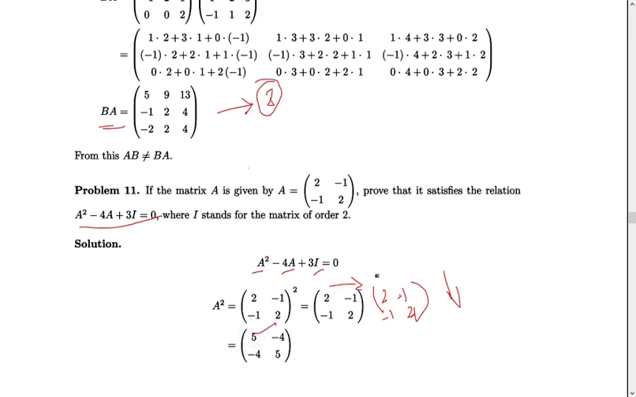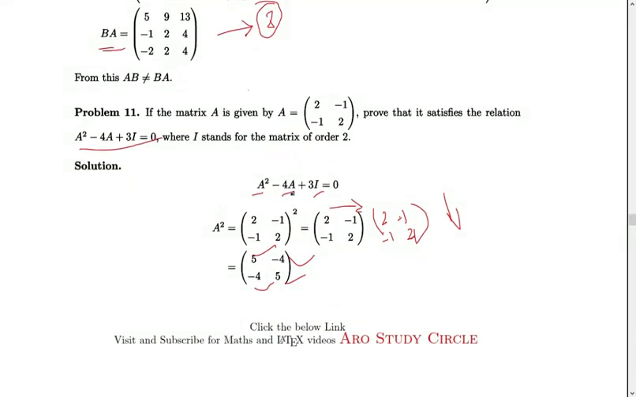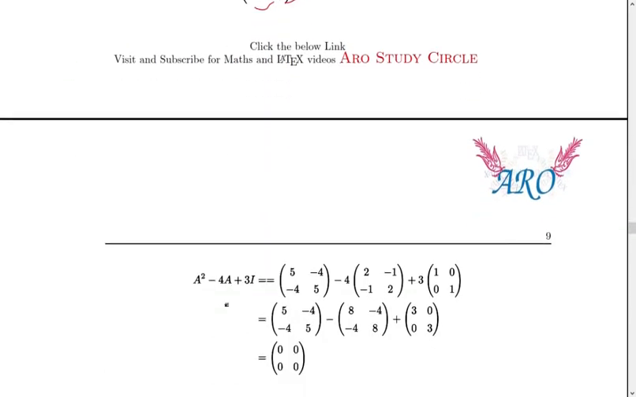So next one, 2 into minus 1 minus 2, minus 2 minus 2 minus 4, minus 1 2 minus 2, here also minus 2, that's minus 4. So minus into minus plus 1, 2 into 2 4, okay, that's 5. This is the A squared. So next we got to find the 4A. Sorry, we are going to check that relation, A squared minus 4A.